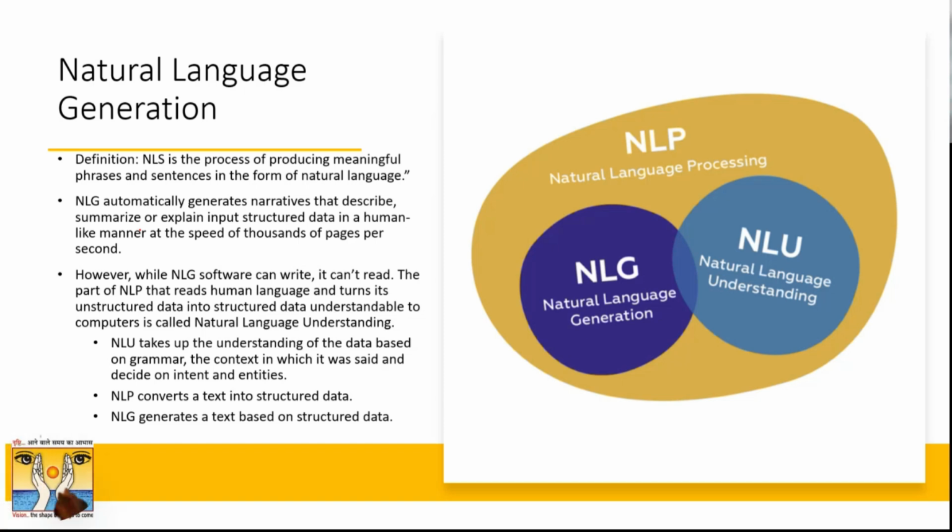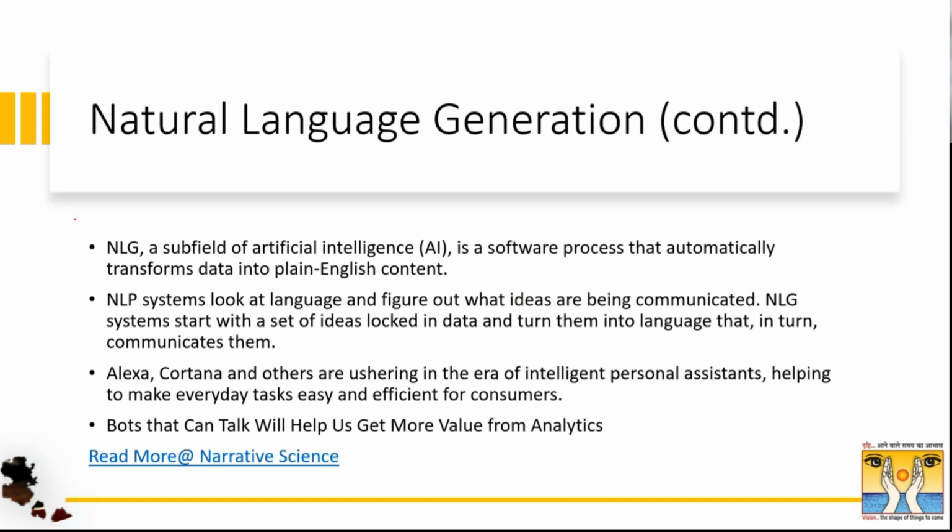With respect to natural language understanding, we have resources, and with the combination of AI and machine learning, that's the state of the art. The same goes with generation. It automatically transforms data into plain English content. It looks at language and figures out what ideas are being communicated, and an NLG system will start with a set of ideas in the data, try to put them into language, and then communicate with you.